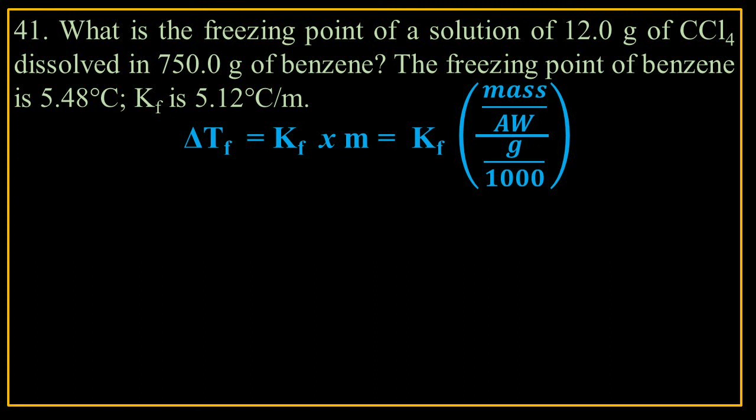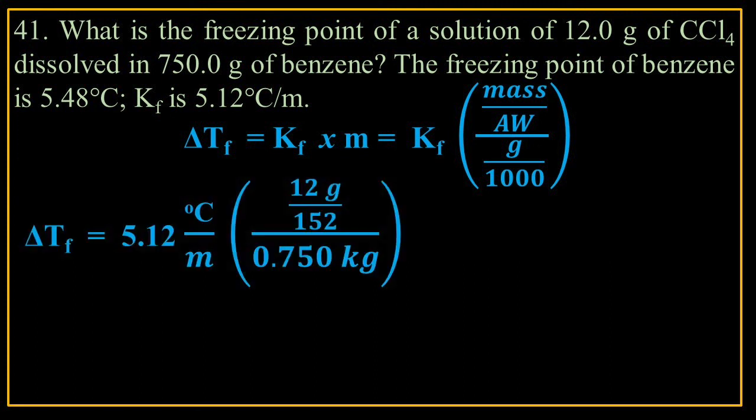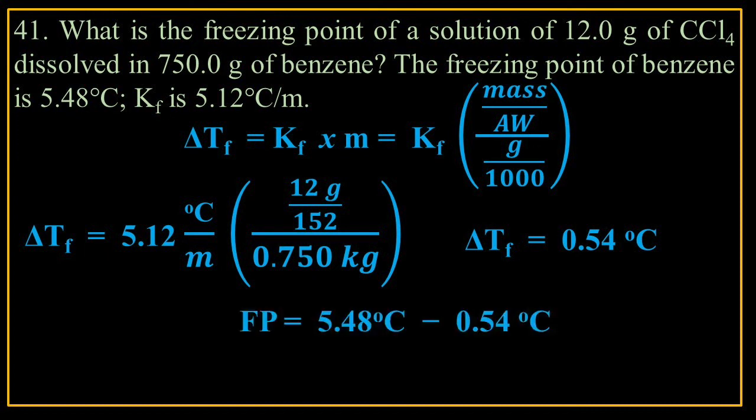There's the equation. Remember, n is going to equal 1 because it doesn't dissociate. The carbon tetrachloride does not dissociate, and so it's going to be 5.12 times 12 divided by 152 over 0.75. So the freezing point depression is going to be 0.54. So the freezing point will be 5.48 minus 0.54, which is about 4 and change.